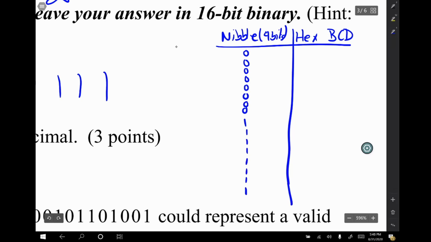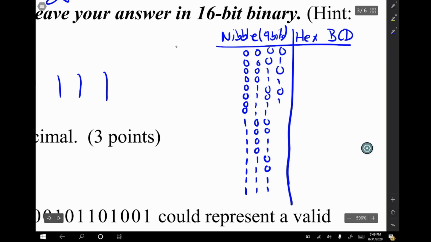Now, of the next bit position, half of those are going to start with 0, half of them are going to start with 1. So we're going to have 4 zeros and then 4 ones, and then 4 zeros and then 4 ones. The next column is going to be 2 zeros, 2 ones, 2 zeros, 2 ones, 2 zeros, 2 ones, 2 zeros, 2 ones, and then the last column is going to be alternating back and forth 0, 1, 0, 1 all the way down.